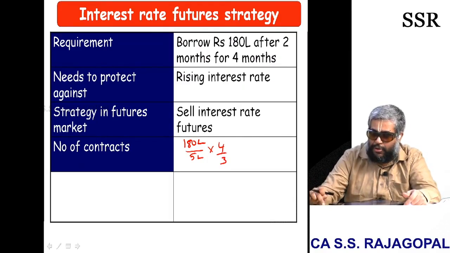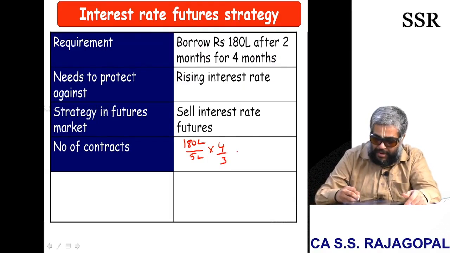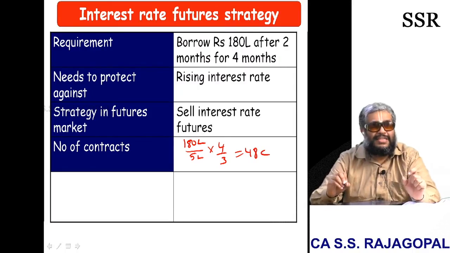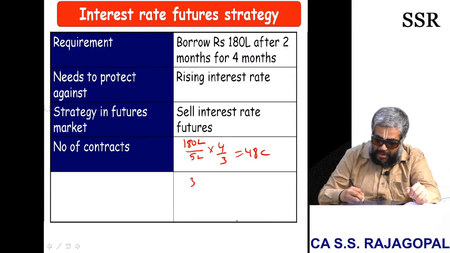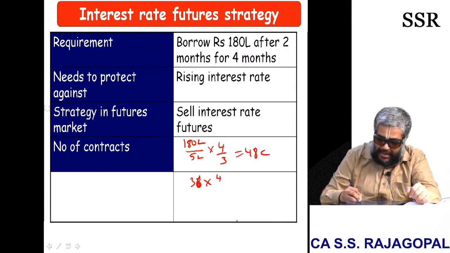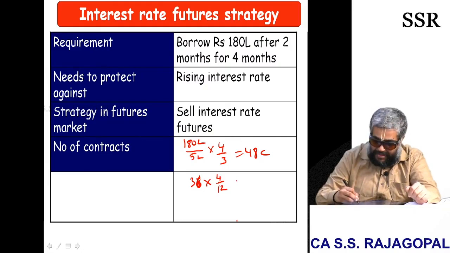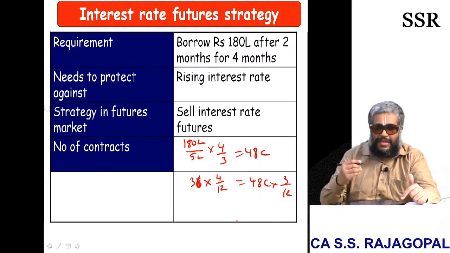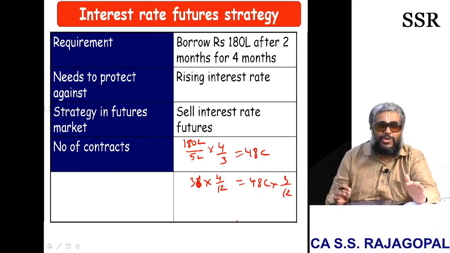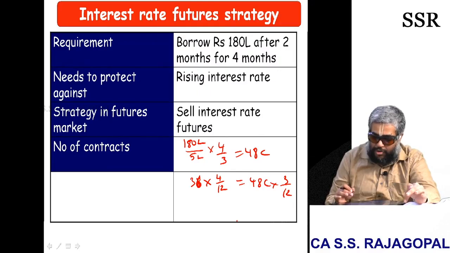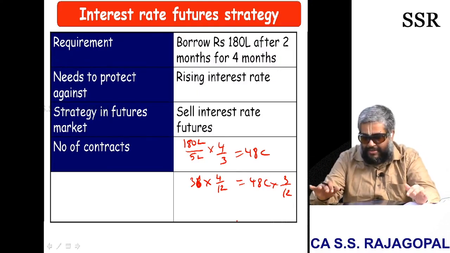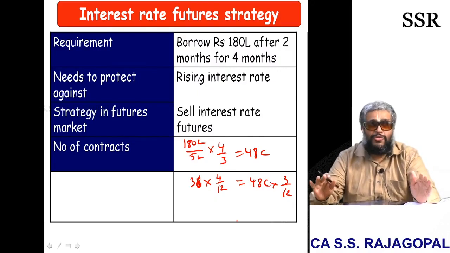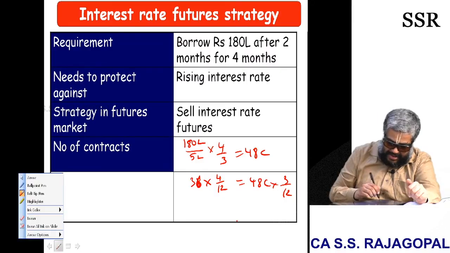So if I multiply by 4 divided by 3, the number of contracts will be how much here? 48 contracts. In other words, on 36 contracts a 4 months interest will be equal to, on 48 contracts, a 3 months interest. 36 into 4 by 12 will be almost equal to 48 into 3 by 12. So please understand, increase the number of contracts to meet the maturity mismatch. Everybody understanding what I am discussing?